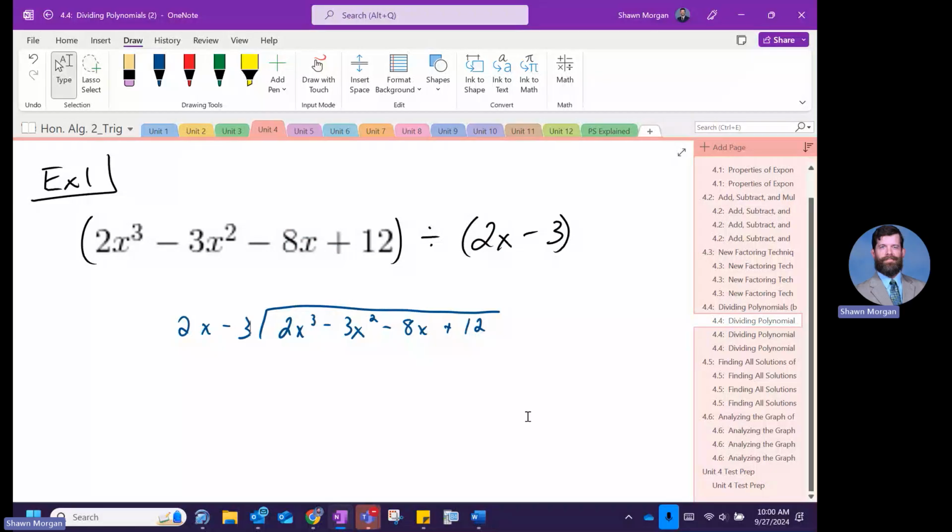Here's our divisor. And what I want to do, Andrew, is look at the first term of the divisor and the first term of the dividend.